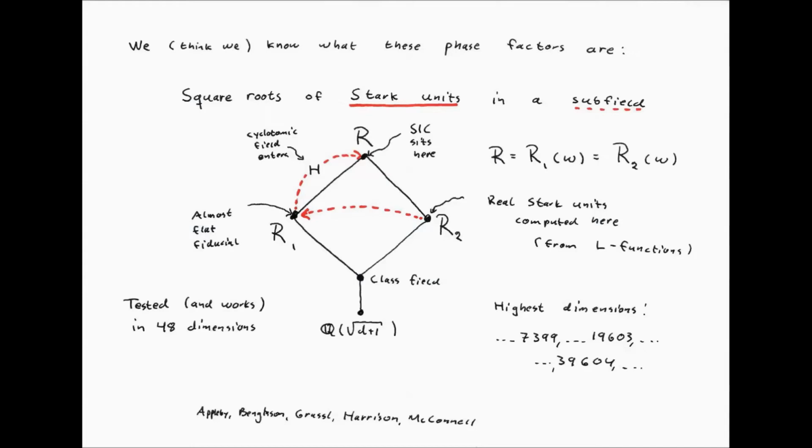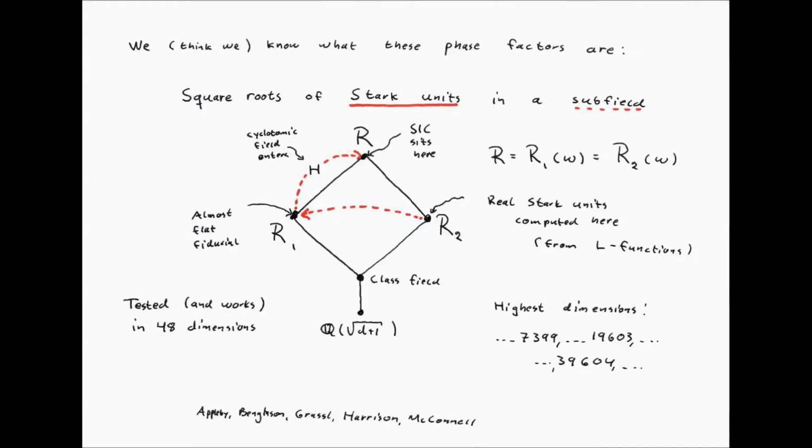So there are ways to calculate the Stark units from number theory, or from L functions more specifically, and then we put them in the SIC. Then we put them in the vector and check whether it's a SIC. That's the long and the short of it. The details are a bit more complicated.